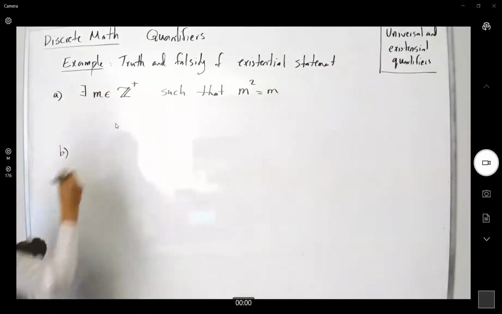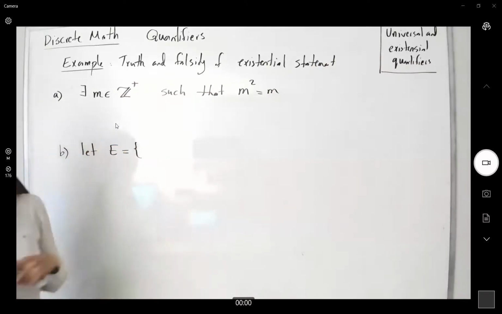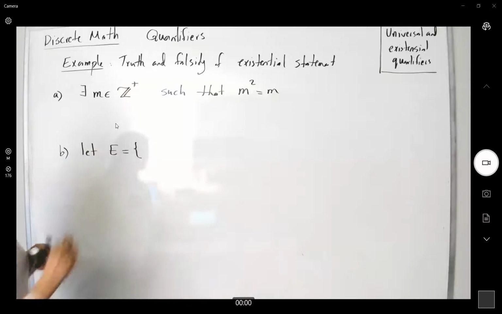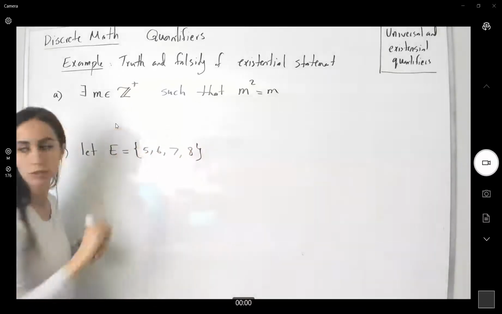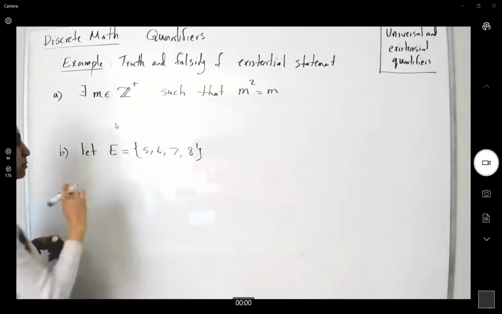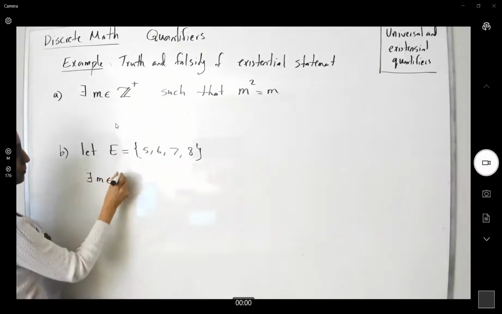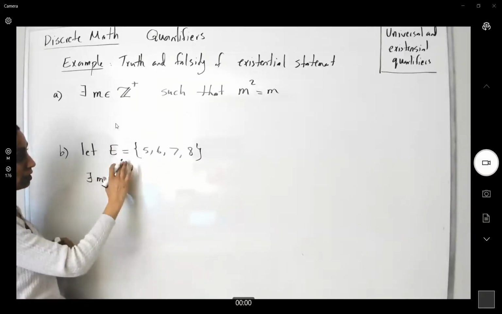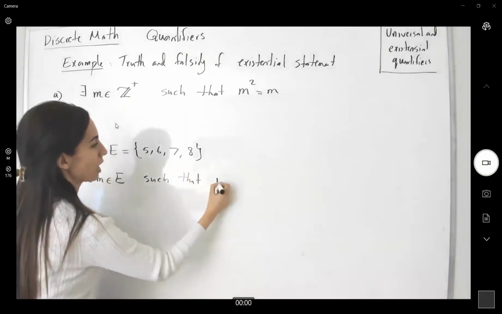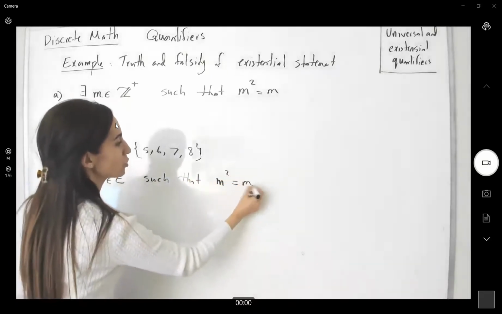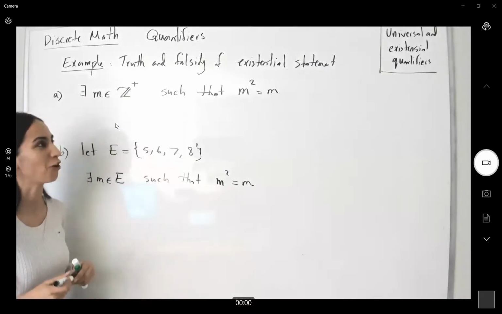B: let E be the set including 5, 6, 7, 8. And then I'm going to repeat the exact same predicate. There is an integer, or a number, in this domain such that m squared is equal to m. Which one is true? Which one is false?